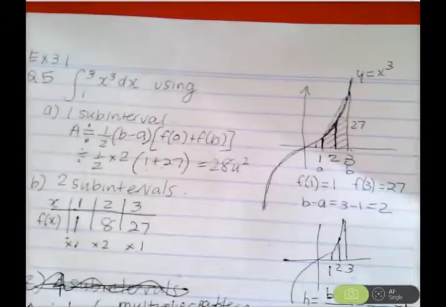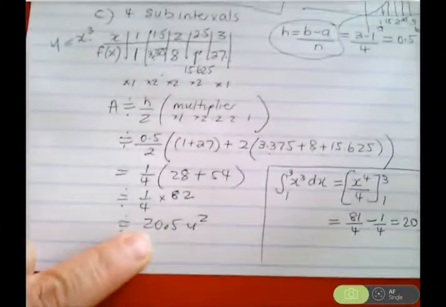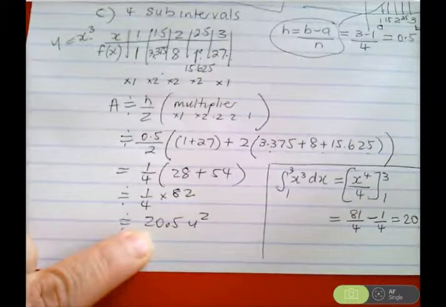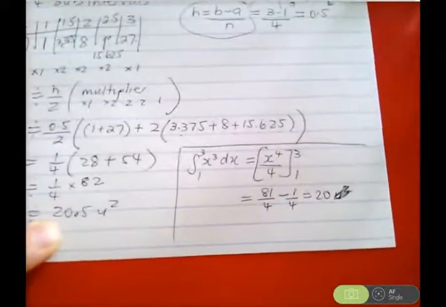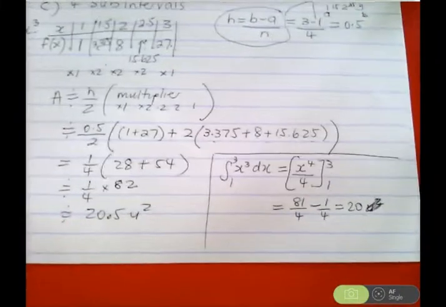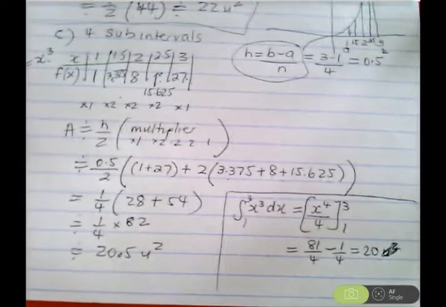1 subinterval got me 28. 2 subintervals got me 22. 4 subintervals got me 20.5. I'm getting closer and closer to the actual answer. Now I'm just going to do one more question.